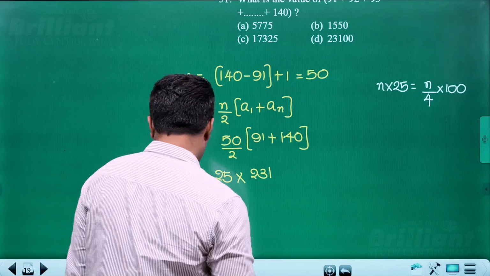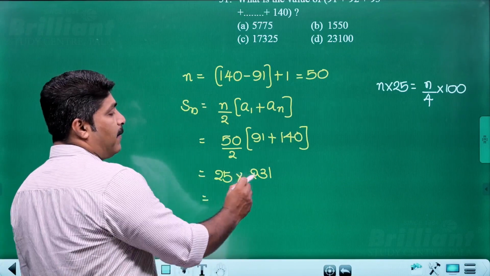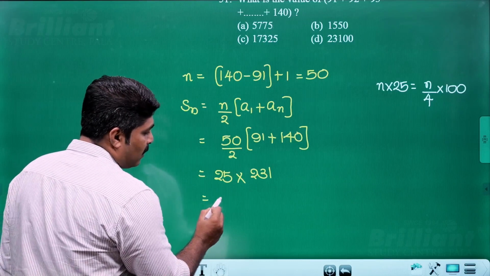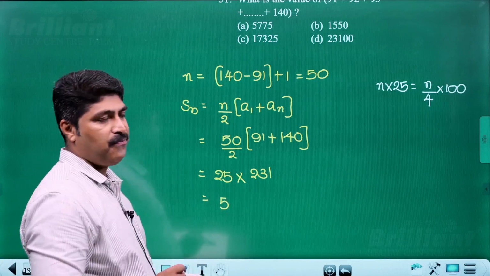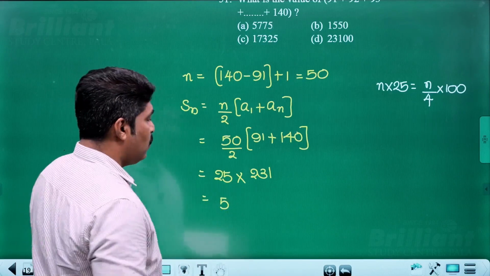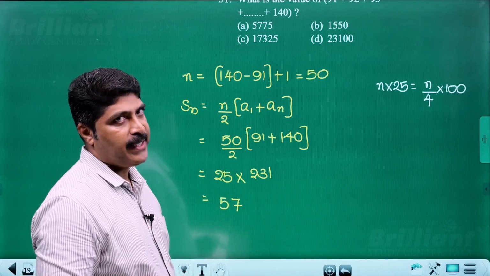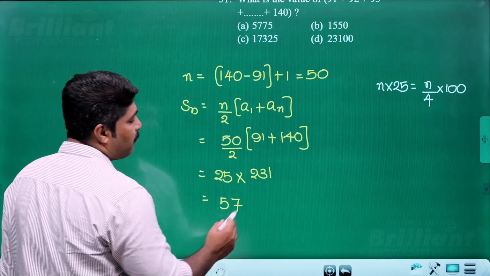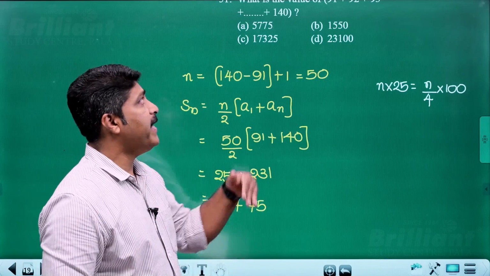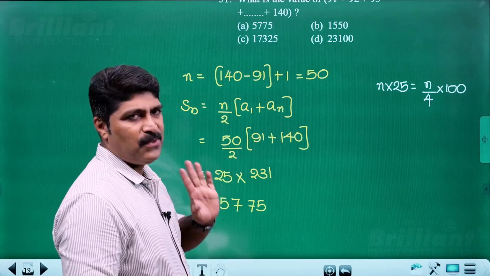So here, 231 divided by 4. How many times does 4 lie in 231? That is 5 times, and 5 times 4 is 20. Then 31 is there. 7 times 4 is 28. Then 3 remains. What is 3 by 4? 3 by 4 is equal to 0.75. We just multiply it by 100, then we get 5775. So this way we can do it.